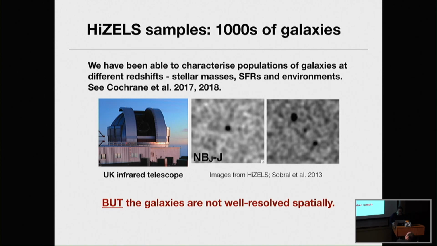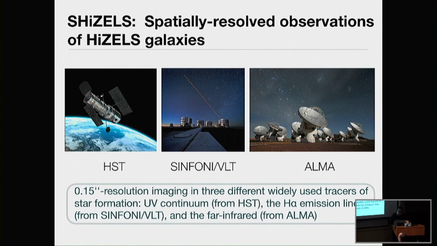One key goal is to understand how stellar mass is assembling, not just in a global sense, but also within individual galaxies. So to address this, we've recently targeted a subset of these H-alpha selected galaxies at much higher spatial resolution with a number of different instruments. We called this campaign SHiZELS.